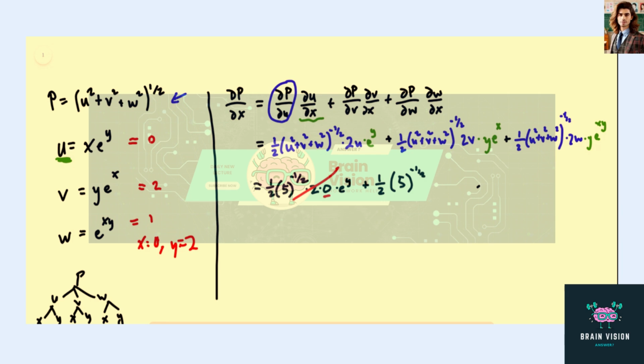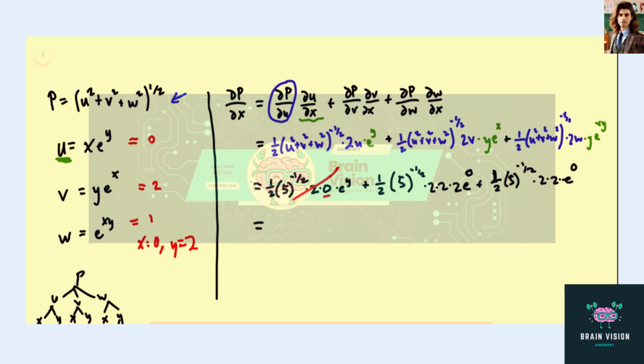So the second term, 1/2, we'll still get 5 in that parentheses, times 2v. Well, v is 2, y is 2, e to the 0. I'll go ahead and write that, even though that'll become 1 very soon. And finally, this last term, again, 1/2, 5 to the negative 1/2, times 2, w equals 1, y equals 2, e to the xy, well, x is 0, so we'll get that. Okay, so we're almost there.